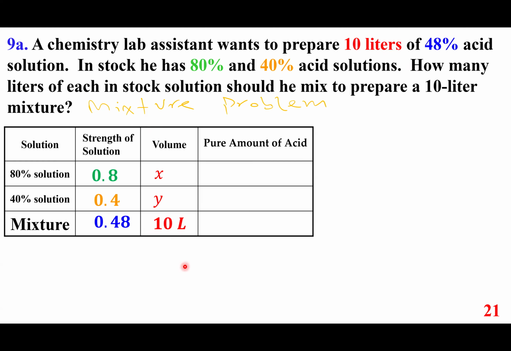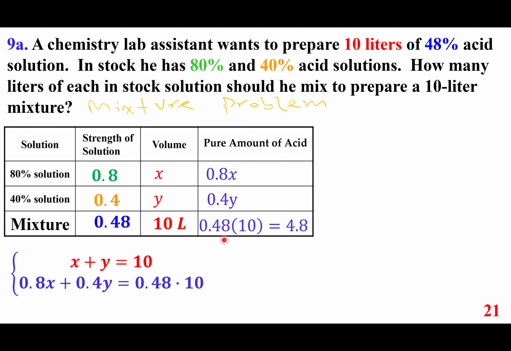Now, the pure amount or the actual amount of acid, if something is 80%, that is the concentration, only 80% of that is pure acid. The rest is not. Normally it's water. So this is 0.8x. This is 0.4y. This is 0.48 times 10, which is 4.8. Gives rise to this equation, x plus y equals 10. To this equation, 0.8x plus 0.4y. First, let's write this one, 0.48 times 10. So you have two equations, two unknowns, and you can do it by any method.